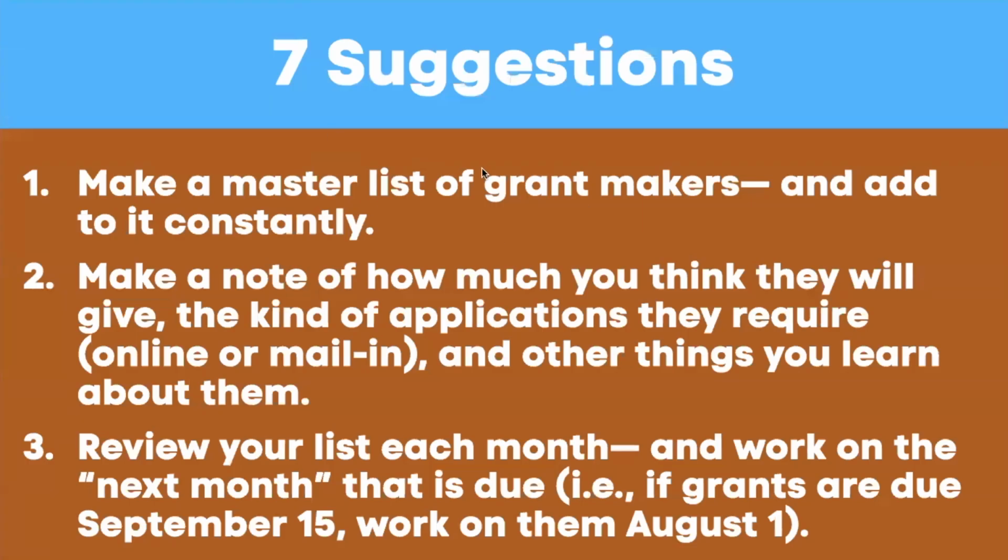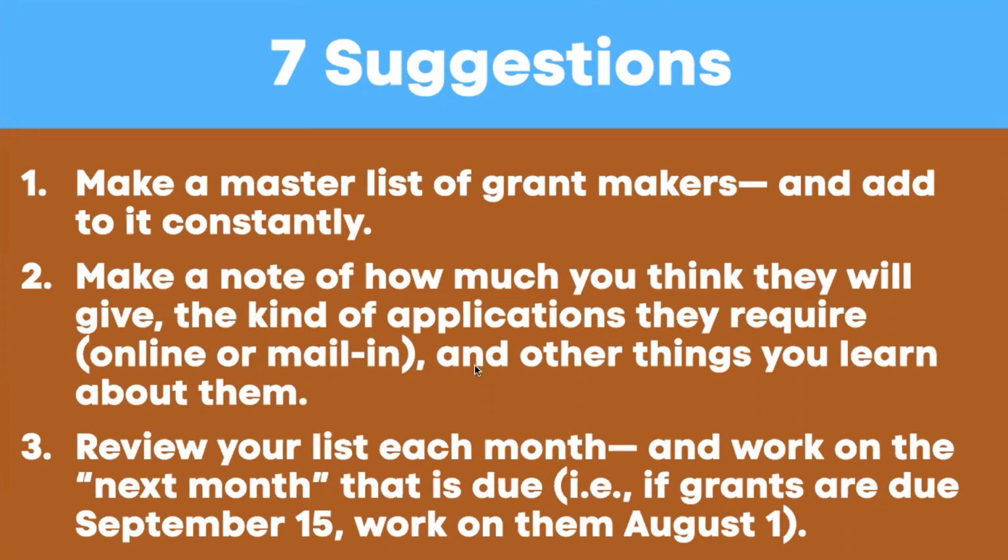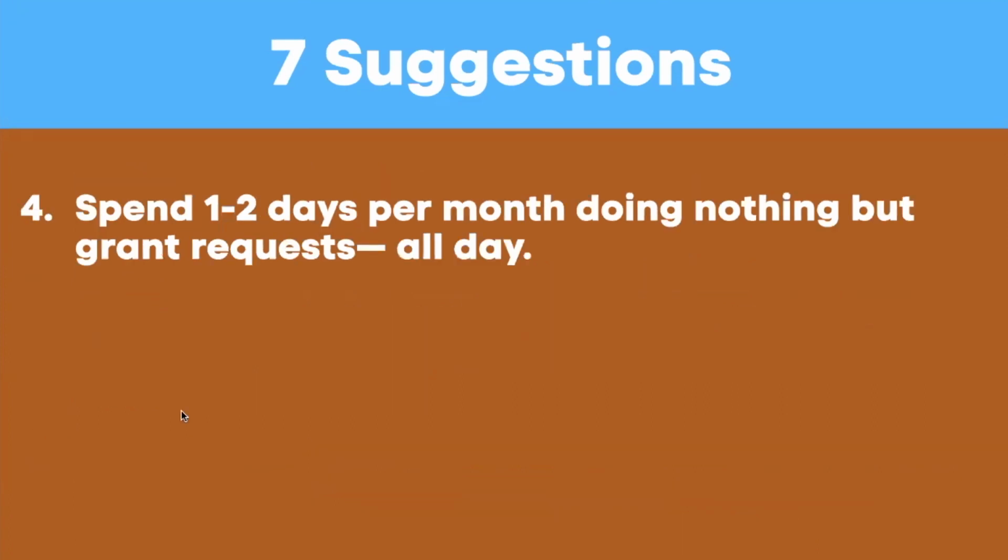So first, 3 of 7 suggestions: make a master list, add to it constantly, make note of how much you think they will give or what they'll give, the kind of application you just saw. Review that list each month and work ahead. Name the deadline when it is, work ahead. Here's suggestion number 4: spend 1 to 2 days per month doing nothing but grant requests all day. Get in it, stay in it.